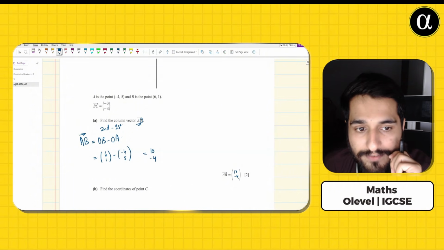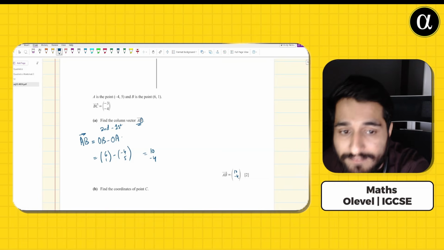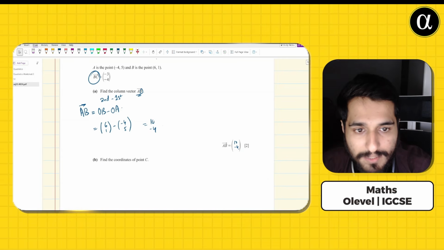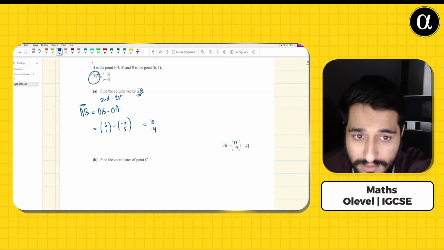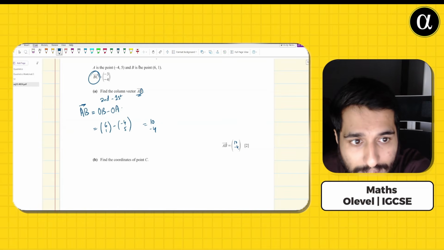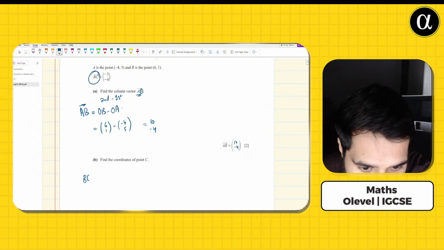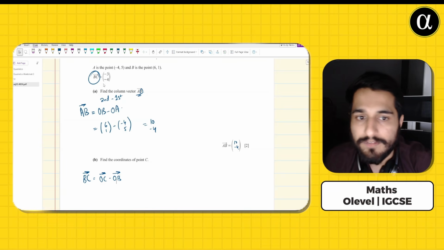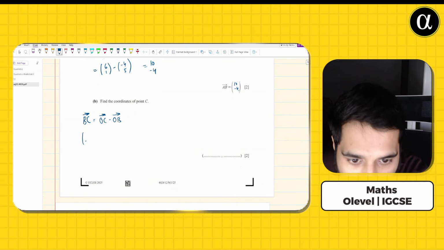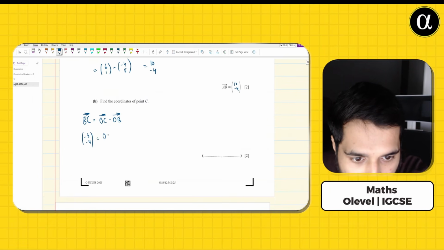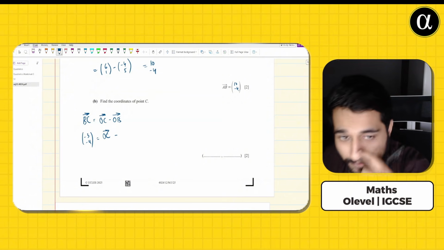It says find the coordinates of C. How am I supposed to find the coordinates of C? If I have a look, I have this column vector BC, which says BC is equal to (-3, -4). Now, if I again apply the same concept of second minus first, do I have the coordinate C? We need to find the coordinate of C, but we have the coordinate of B. So what can we do? We can do BC is equal to OC minus OB, again using the same concept of second minus first, and then this would give us (-3, -4). We're supposed to find OC, so we're supposed to find OC minus OB. What's the coordinate B?